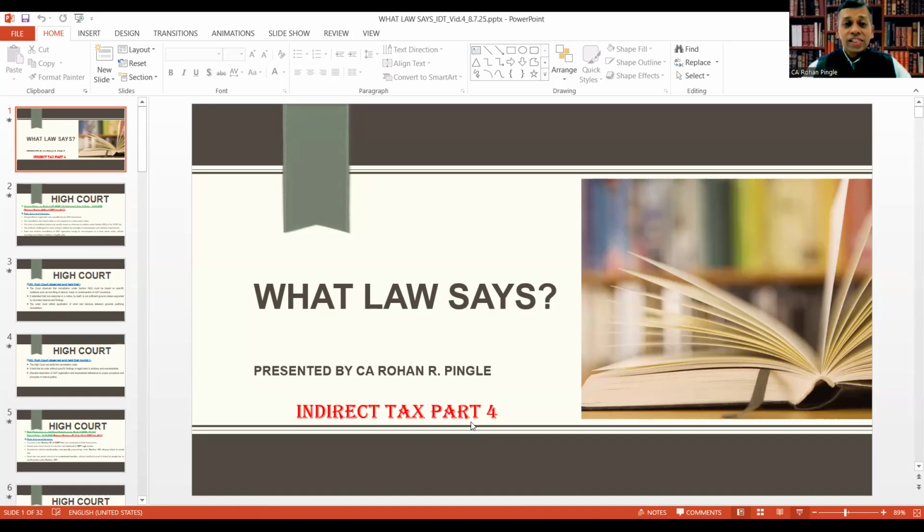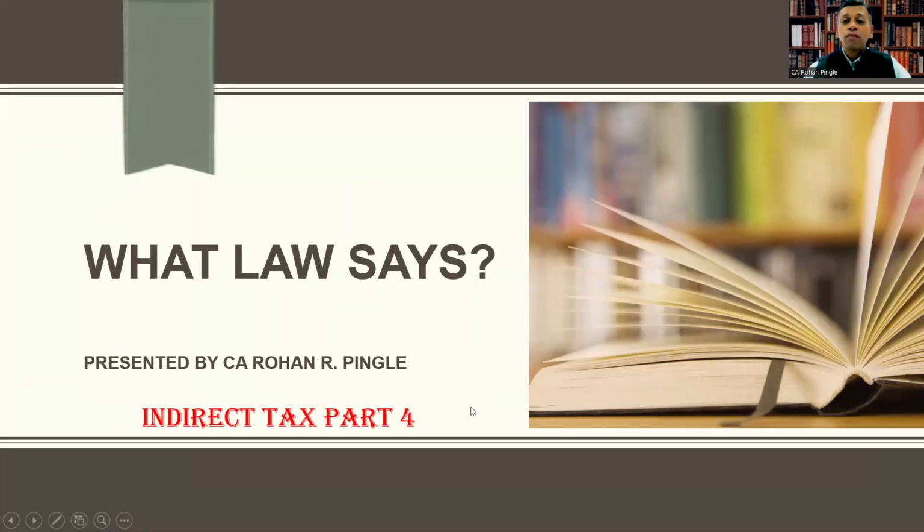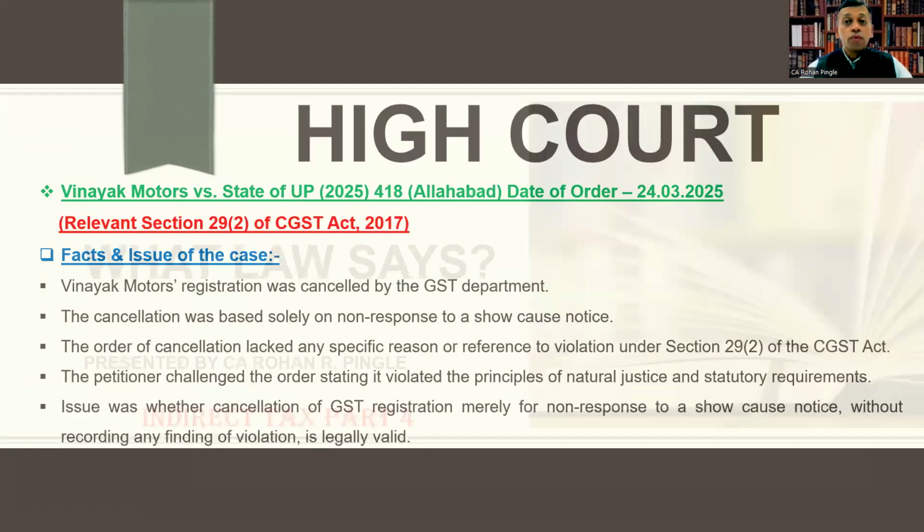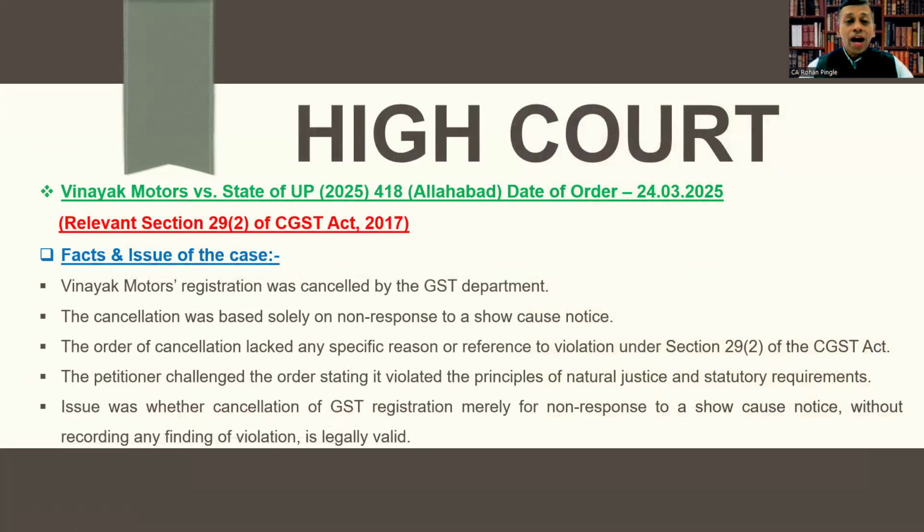What Law Says, Indirect Tax Part 4, GST. First case, Vinayak Motors versus State of UP, 2025 418, Allahabad High Court, date of order 24th March 2025. Relevant section is section 29 subsection 2 of the CGST Act 2017. Let's understand the facts and issue of the case.